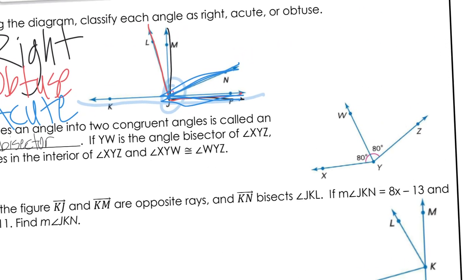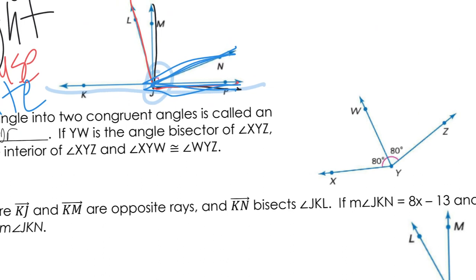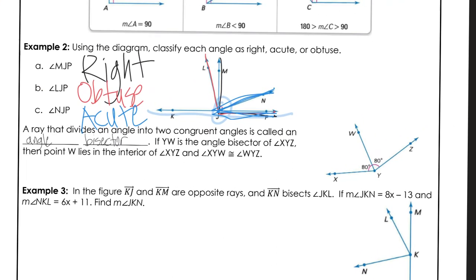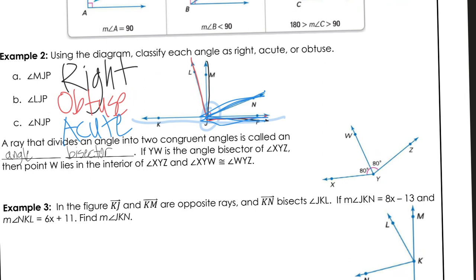So let's look at this little diagram here. It says if YW is the angle bisector of XYZ, then point W lies on the interior of XYZ. Yeah, point W is on the interior of that, okay? And so since YW is the angle bisector, that means we have two congruent angles. Angle XYW is going to be congruent to angle WYZ.